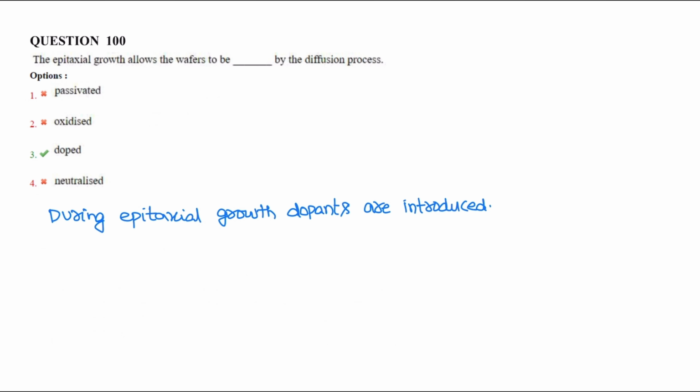Next question. The epitaxial growth allows the wafers to be doped by diffusion process. During epitaxial growth, dopants are introduced. Epitaxial growth allows the wafers to be doped by diffusion process. Correct option is 3.